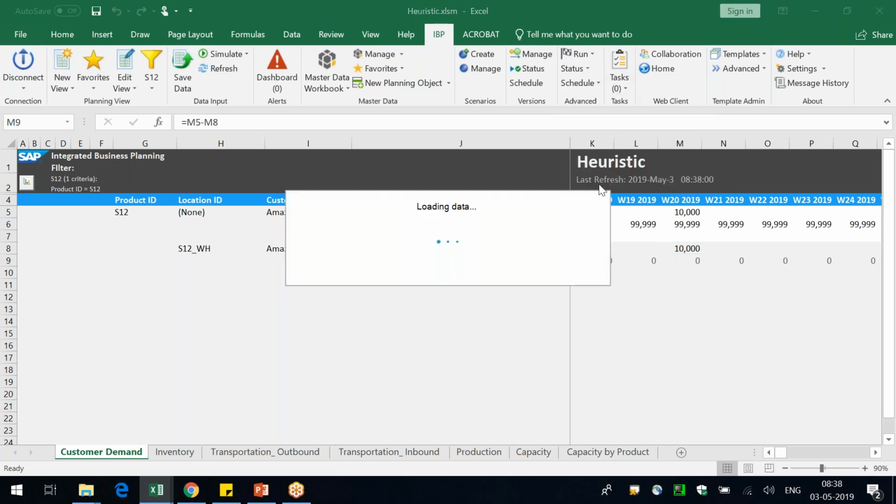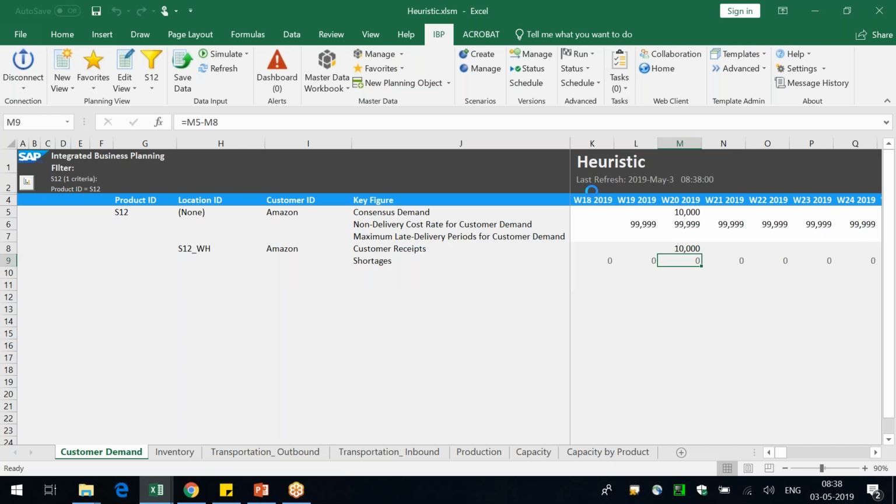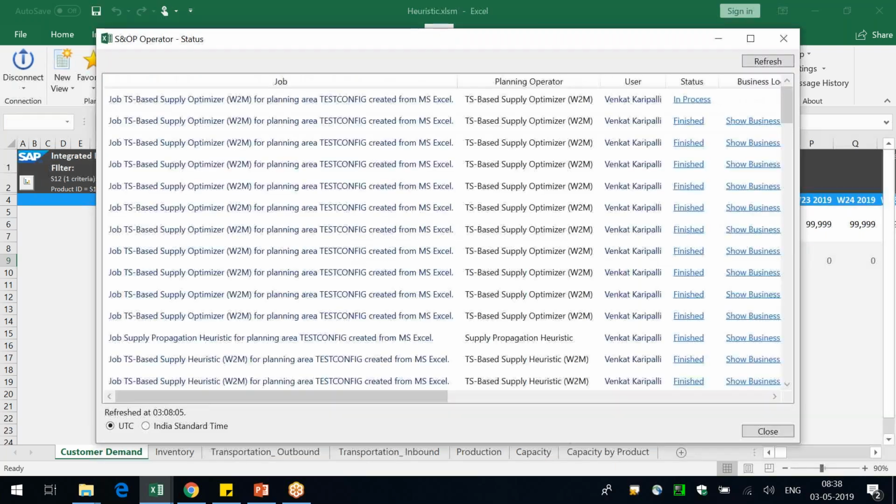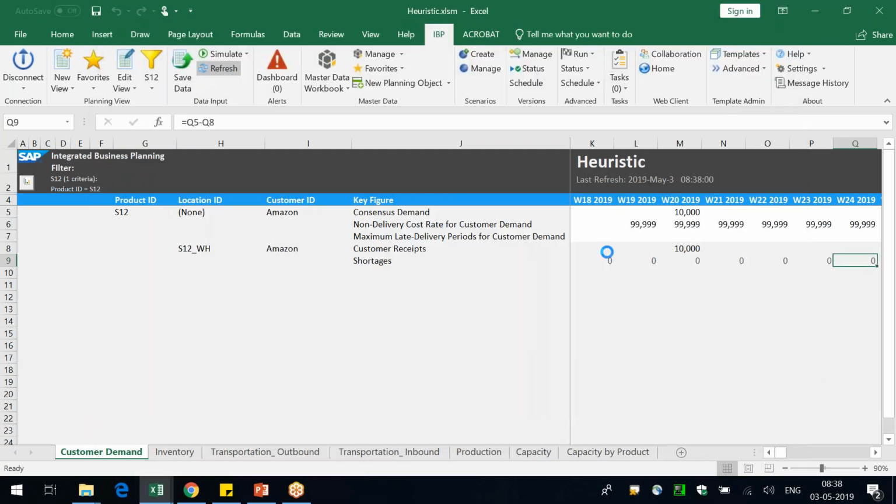Same with the heuristic also. So if you say on period 10 my demand is 1000, it will try to do 1000 on period 10. So what I mean to say is that there are no late deliveries. You cannot deliver it late, so you have to deliver it in the same time bucket. So now you see here there is a shortage of 1800.